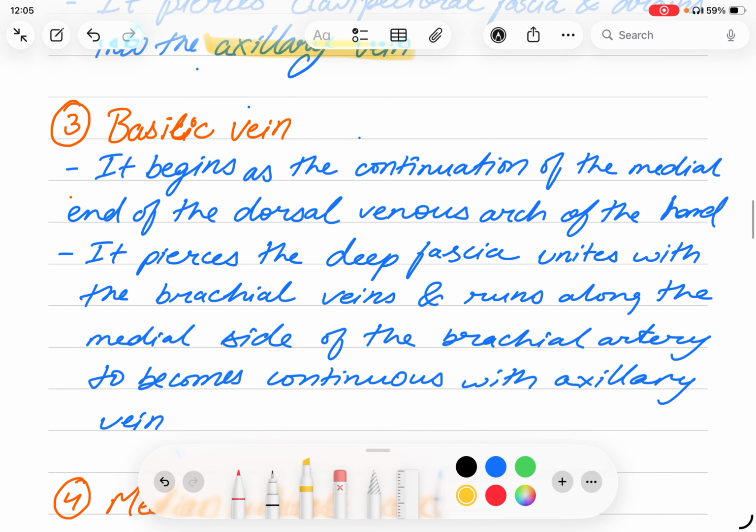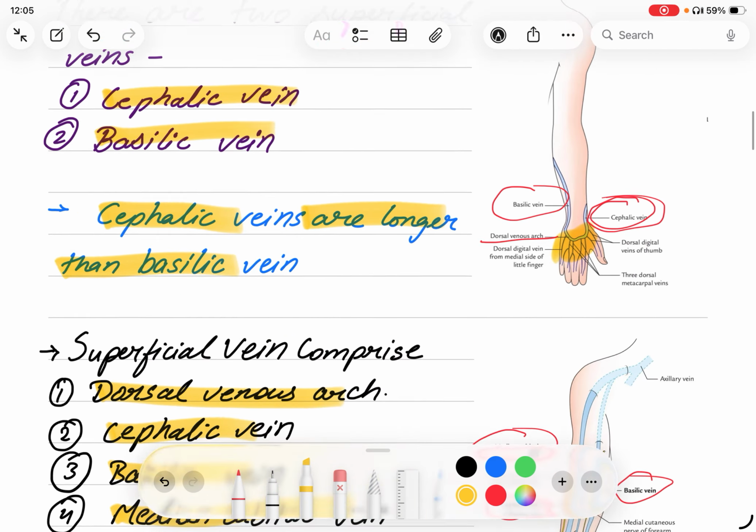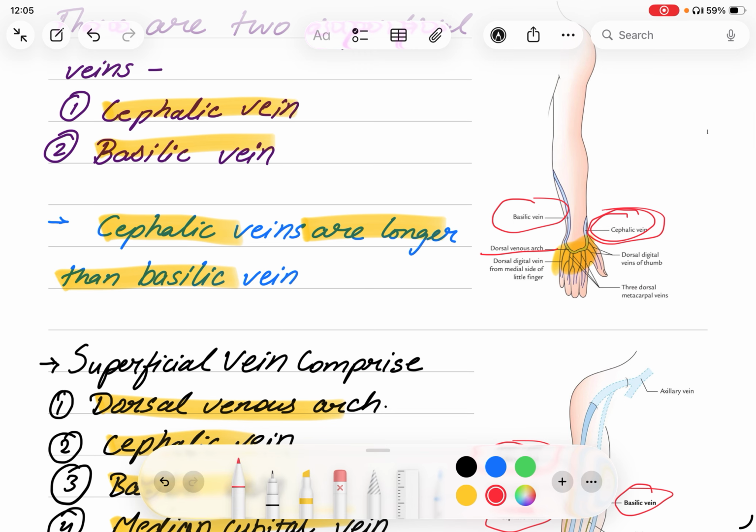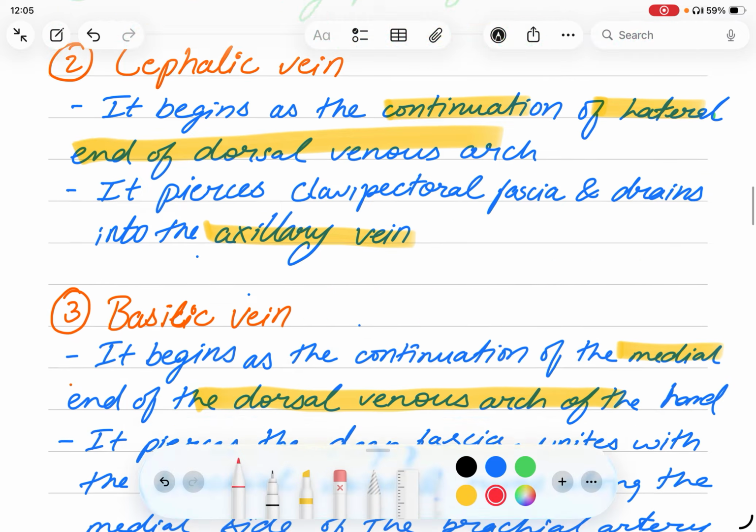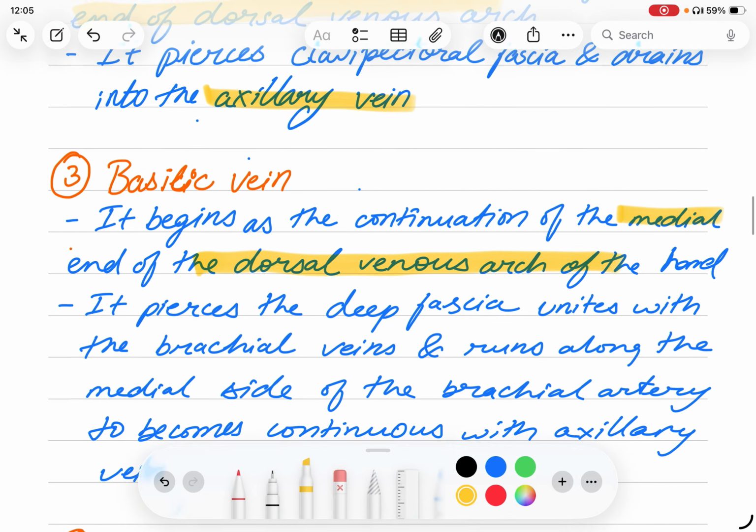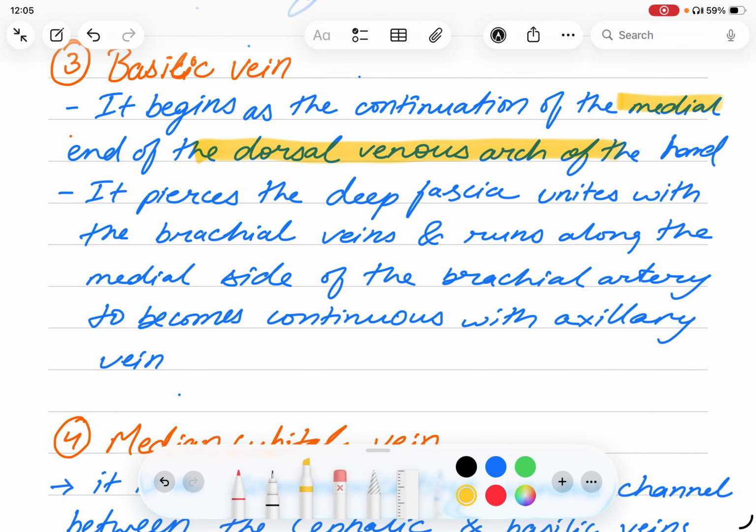Now, the third is the basilic vein. It begins as the continuation of the medial end of the dorsal venous arch of the hand. Like here you see from the dorsal venous arch, from the medial side there is the basilic vein, and it pierces the deep fascia and unites with the brachial vein and runs along the medial side of the brachial artery to become continuous with the axillary vein.